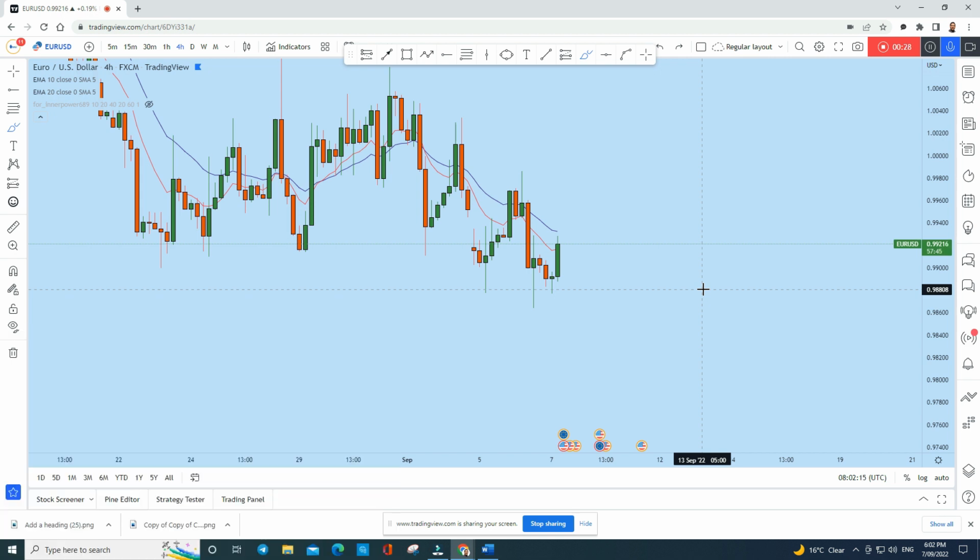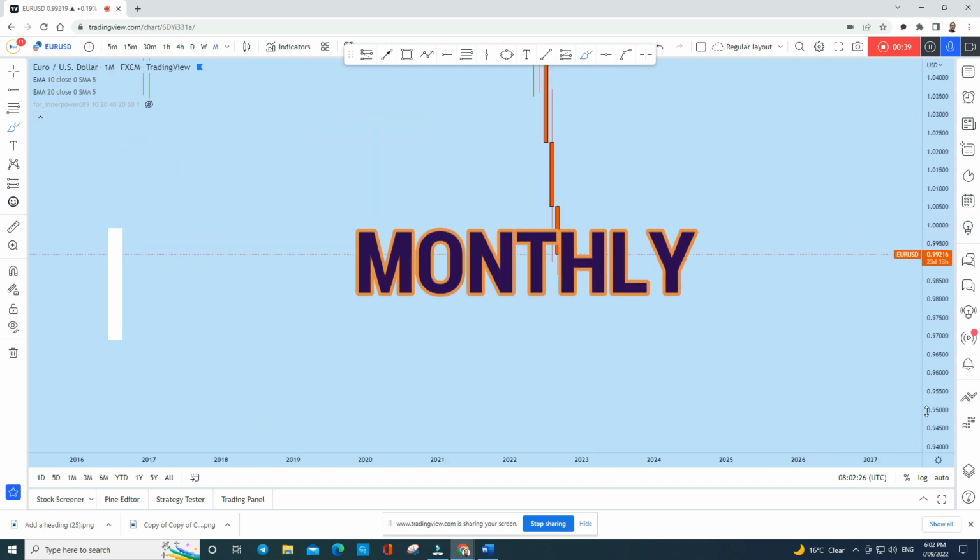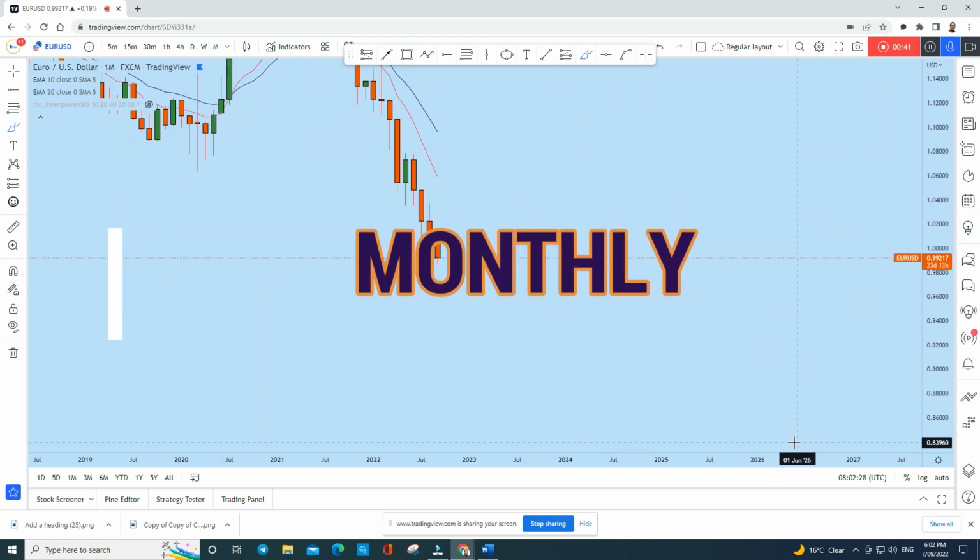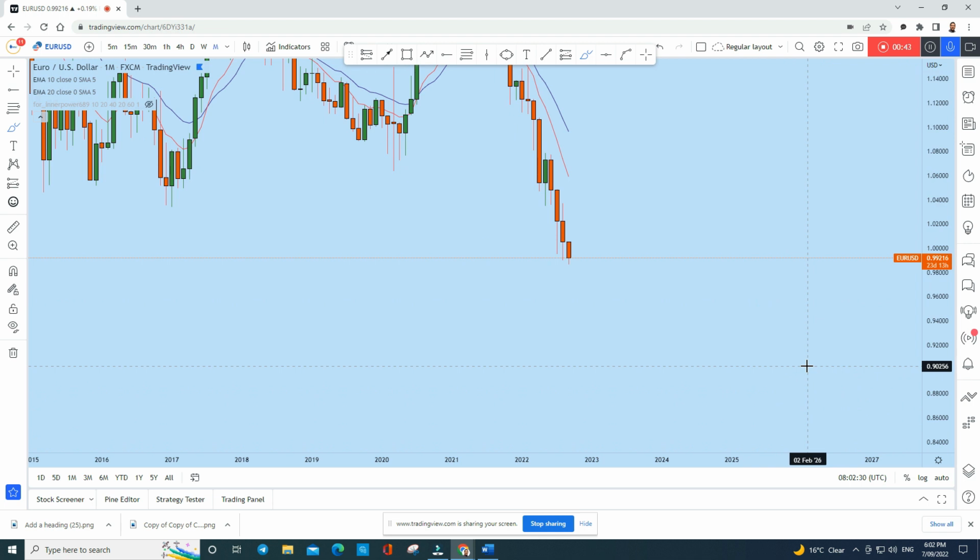To do that, let's first look again at the bigger picture to see the overall direction in the market. Then we'll jump onto this time frame to see how we can trade Euro Dollar. Starting with the monthly, as usual in all my analysis, because you always need to look at the bigger picture to see the general direction in the market.